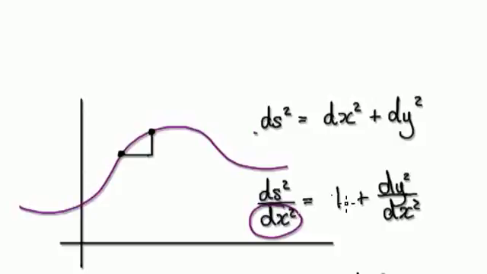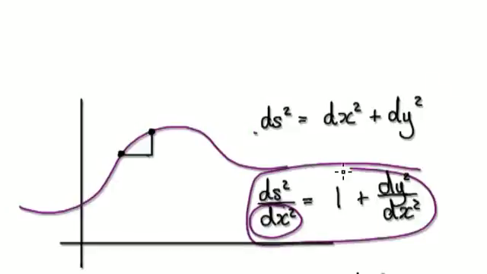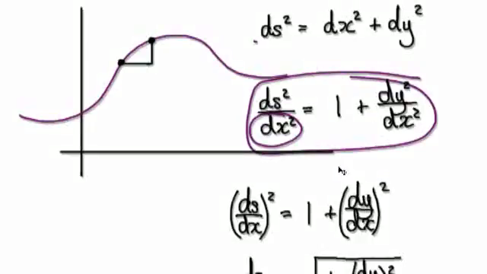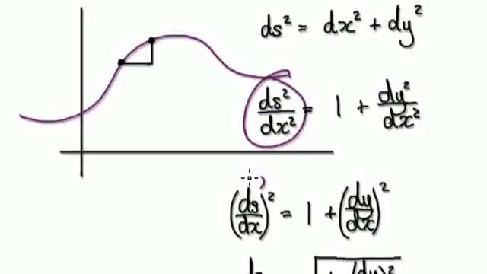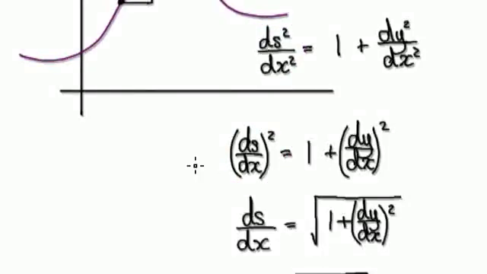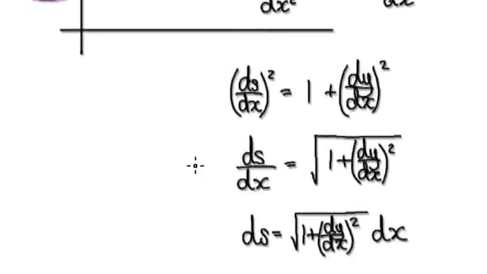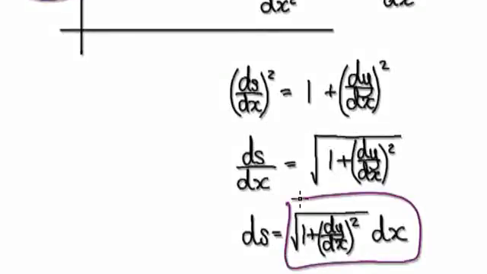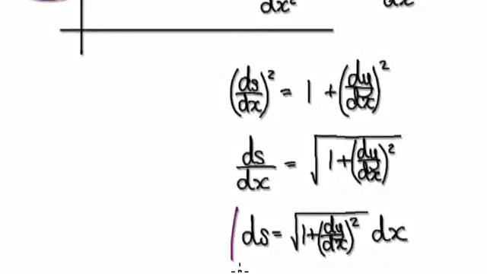Divide everything by dx squared. That would then give you this, and then you can rewrite this as this, and then square root everything. That would then give you this. We've seen this before. So ds equals this thing here. Track back to one of the early videos if you don't understand this.